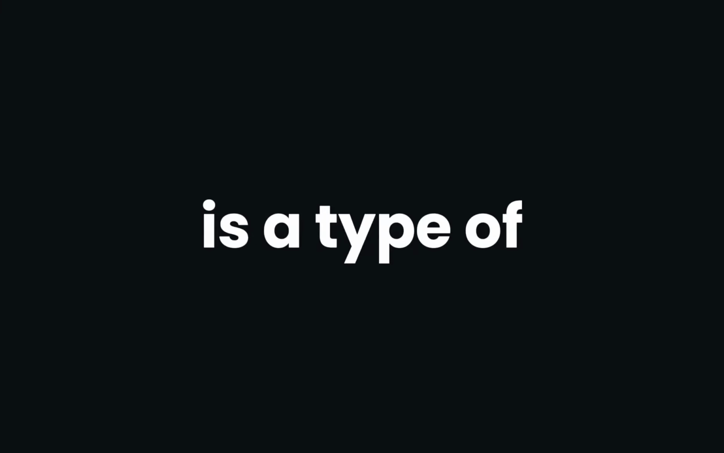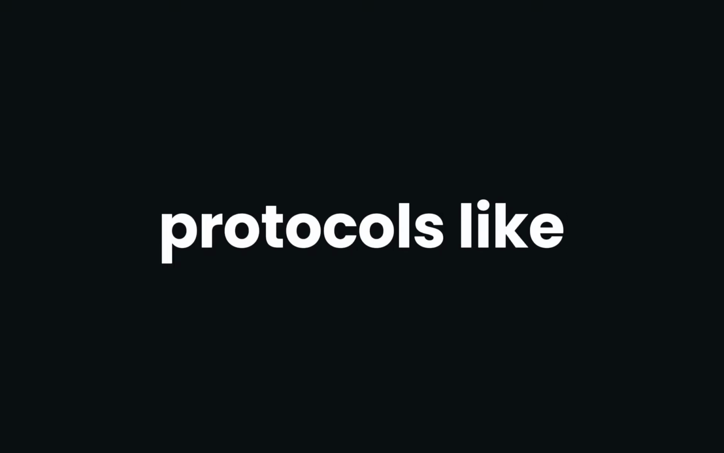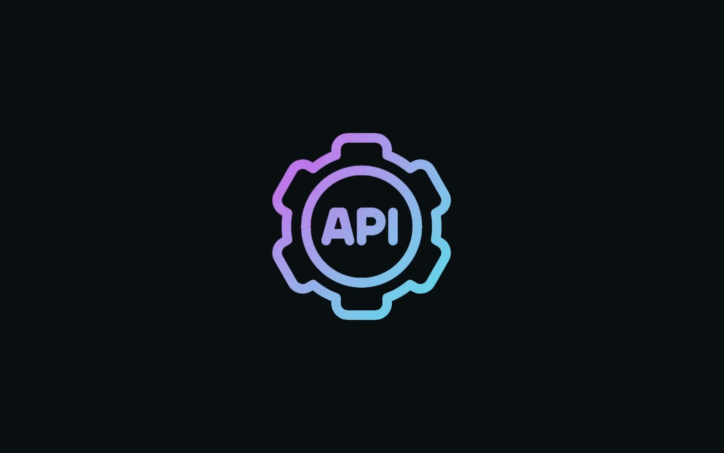So Web API is a type of API that allows different applications to communicate over the internet. It relies on multiple communication protocols like HTTP, gRPC, SOAP. Now, what is a REST API?